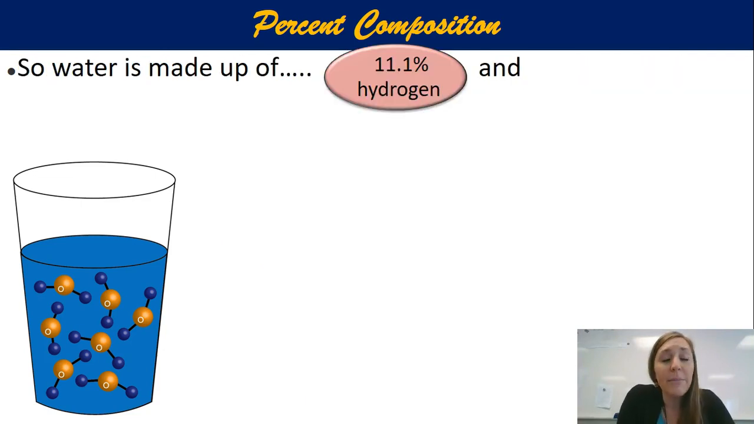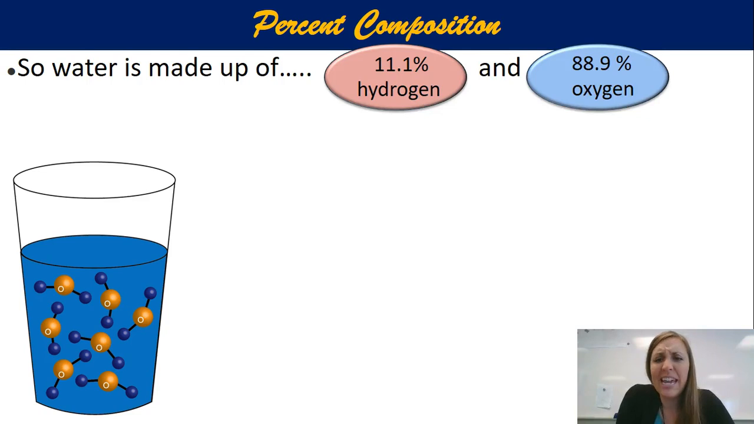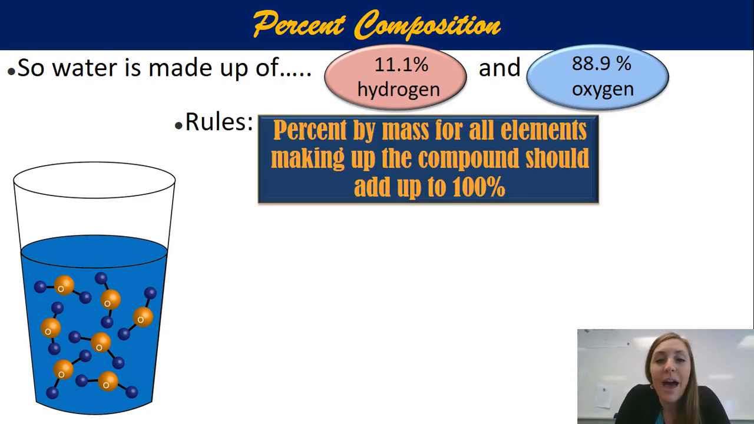Okay, so water is made up of 11.1% hydrogen and 88.9% oxygen. Do you notice something about that? Because I do. I notice that percent by mass for all elements that make up a compound should add up to 100%. 11.1% plus 88.9% equals 100% because your compound needs to be 100% of itself. So this just happens to have two elements. You might have 3 elements, 4 elements, maybe even 5, but the point is, however many elements make up your compound, all of those percentages by mass need to add up to be 100% of your compound.